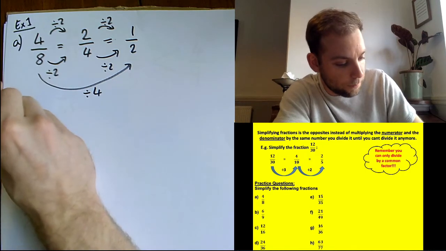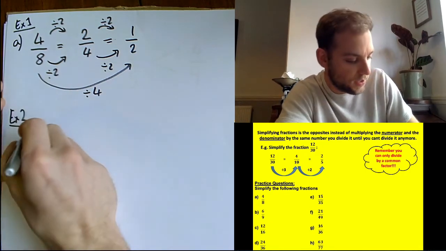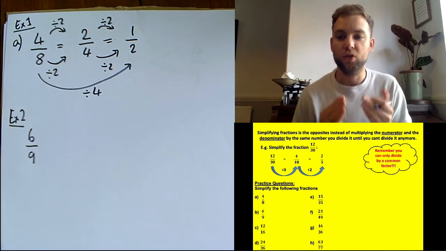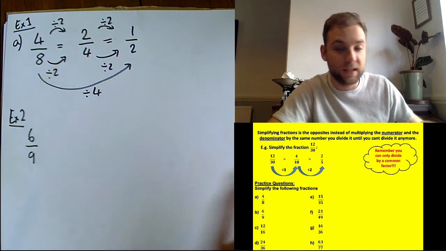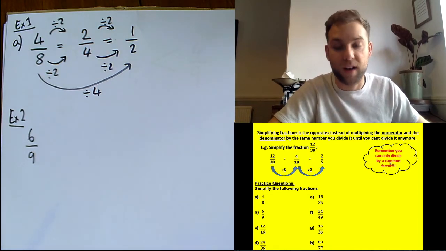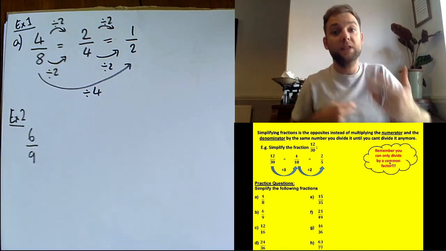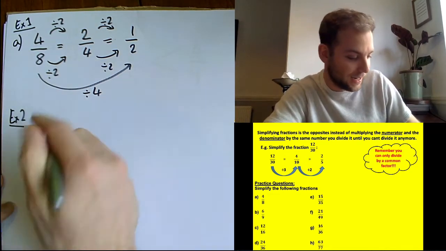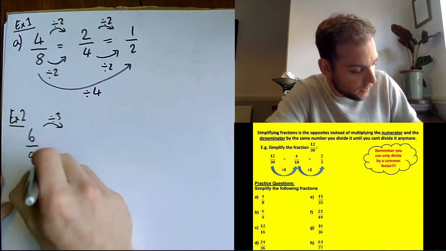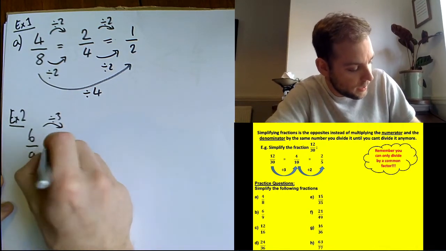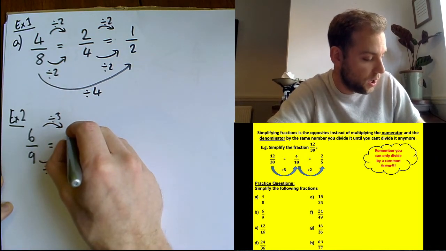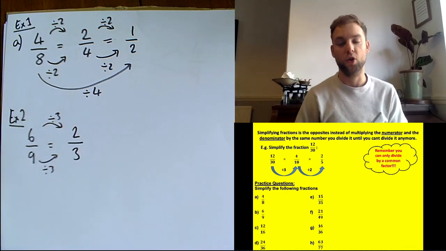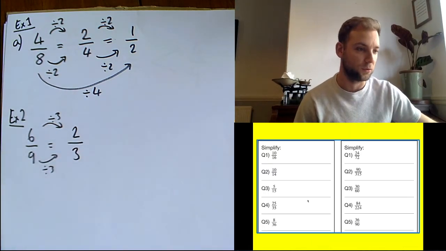So, example 2. We've got 6 over 9. Now, everybody always tries to just divide by 2, but I can't divide this by 2, because remember, you can only divide by a common factor and 2 doesn't go into 9. So the next one I'm going to think about is 3. Does 3 go into it? Yes, it does. So 3 goes into 6 and 9. So divided by 3, 6 divided by 3 is 2. 9 divided by 3 is 3. So I end up with 2 over 3. Brilliant. And that's that one done.